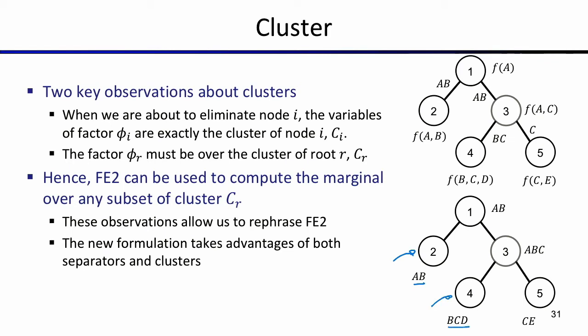And that's an important observation, because when we think about the root node that will have our answer, that node will have the variables in the cluster associated to that node. So in this case here, when we look at this guy here, this node will have the marginal over A, B, and C, and we can use that node to answer queries about A, B, and C.